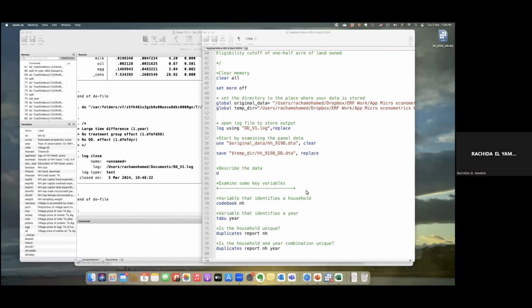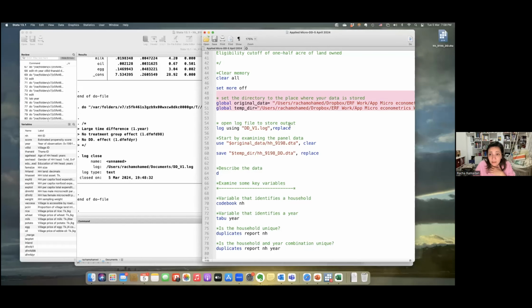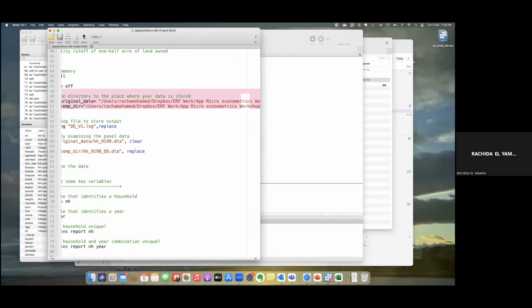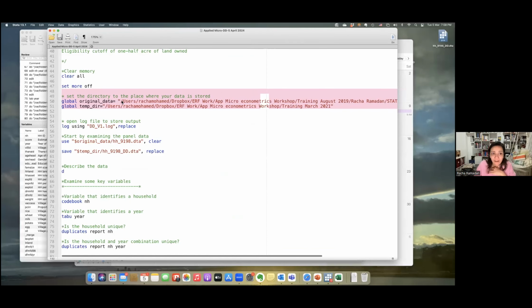Thank you, Dr. Racha. Please, I can't run the do file because I can't specify the direction of the file. I have a problem with the global original and also global temp direction. Again, you have to change, this red part is the path on my computer. So you have to remove all this, and you will put the path on your computer.